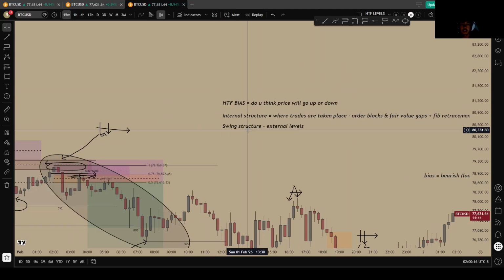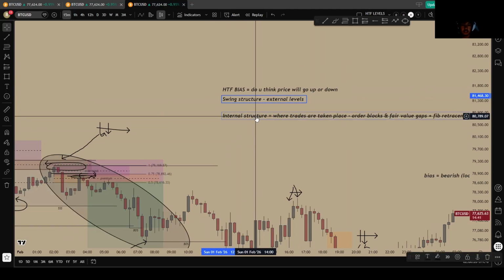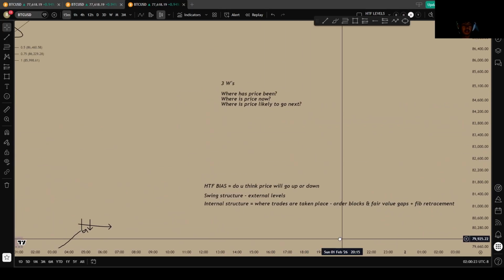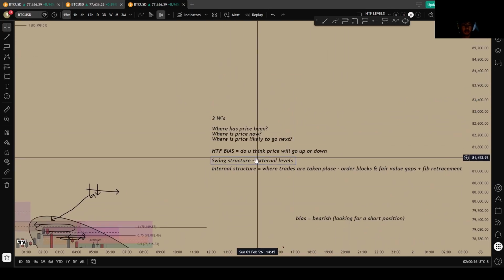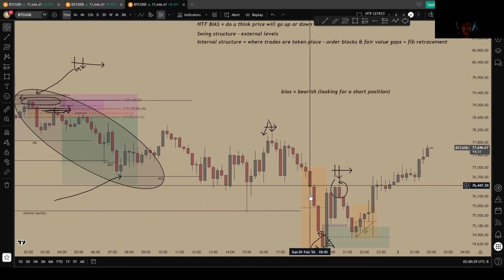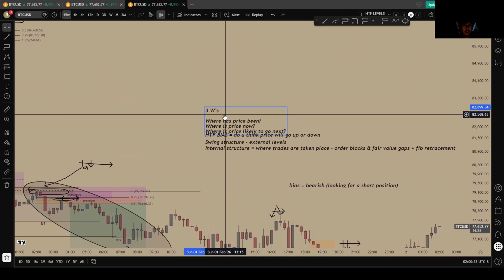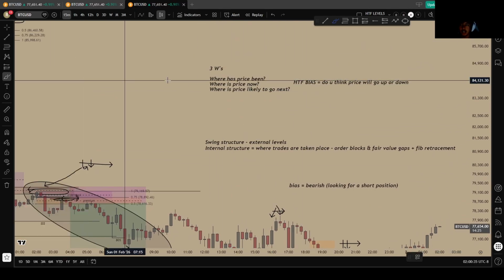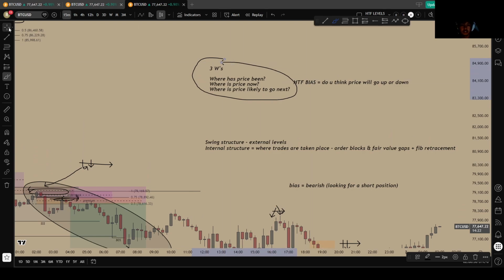Okay, let me look at this. Let me write that. What else? I think that's pretty much it. So higher time frame bias: where do you think price will go? This is going to depend on the context of price. And I would say the higher time frame bias is going to align with the 3 Ws. Okay, so these go hand in hand.